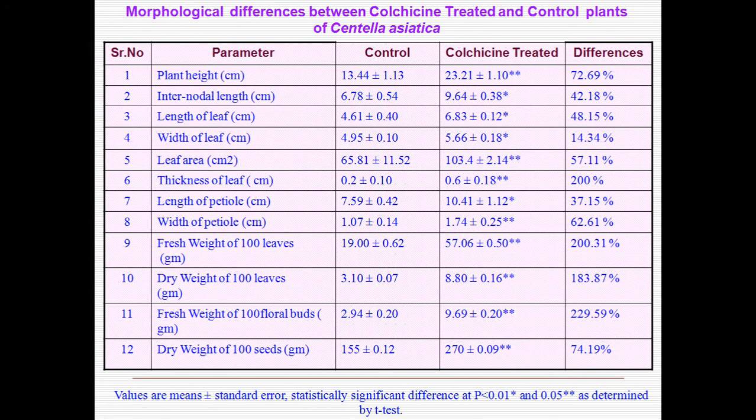This is a table for the morphological differences between the colchicine treated and control Centella asiatica. These are all the parameters studied for morphological variation between control and colchicine treated plants, and these are the differences. All the differences are significant.